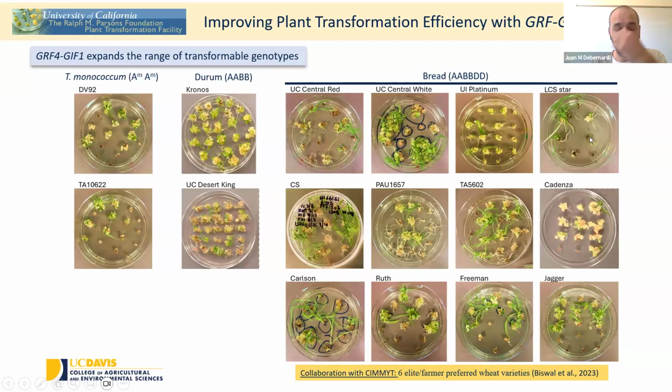LCS Star from Limagrain. We have cultivars from Montana, from Nebraska. And we also have a collaboration with CIMMYT, where they were able to transform elite cultivars. And something interesting that I want to mention here is that we are starting to transform diploid wheat.